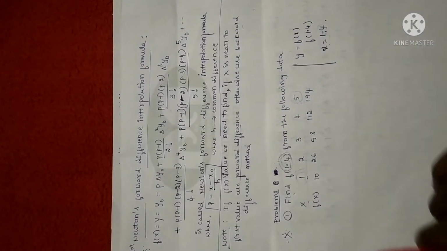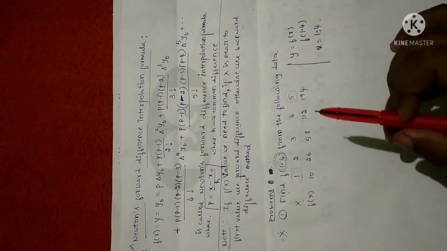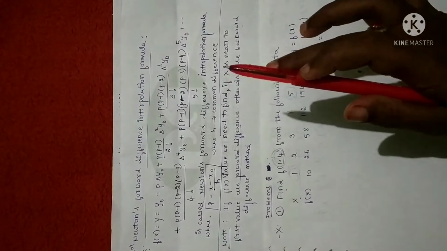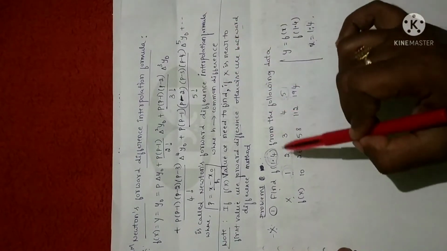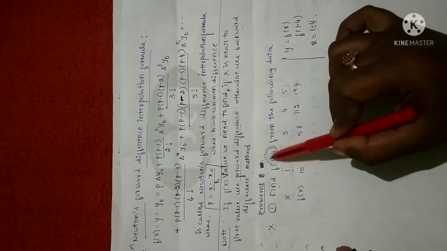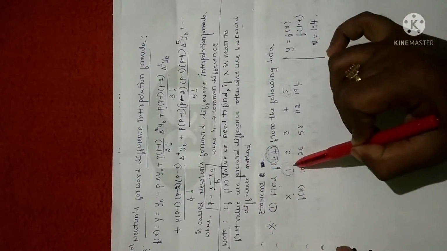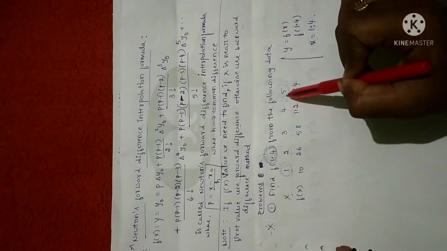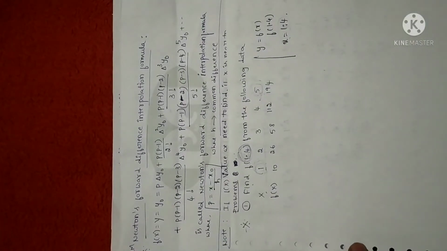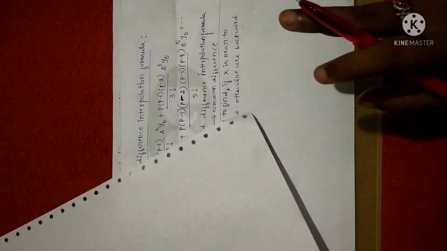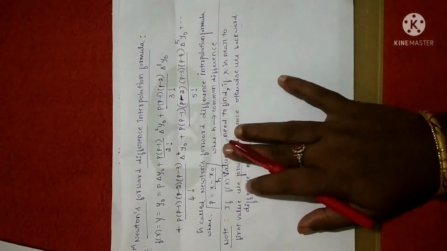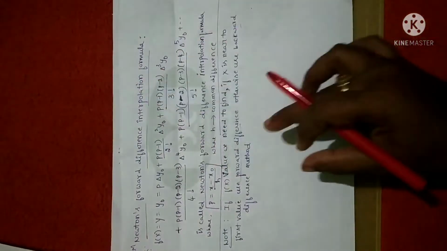In the examination they will not mention whether to use Newton forward or Newton backward. We have to identify that. If the x value to find is nearer to the first value, you have to use the forward difference. If it is nearer to the last value, you have to use the backward difference. After copying the backward difference problem, that is the 4th problem, put a heading of this concept and write down this formula and note.